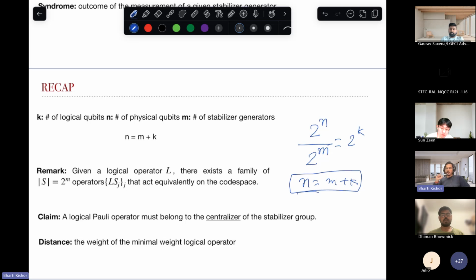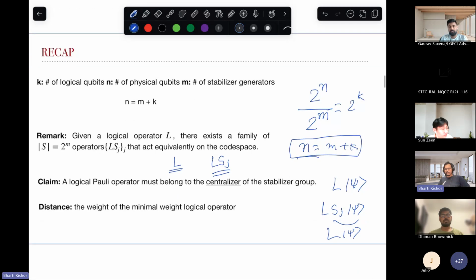And then we saw that whenever you have a logical operator L, you can have another logical operator L S_j, where S_j is a stabilizer, which will have the same action. And the reason is that if psi is some code state and you act by L, then you get L psi. But if you act with L S_j on psi, because S_j psi is psi, you get L psi. So you have an equivalent set of logical operators.